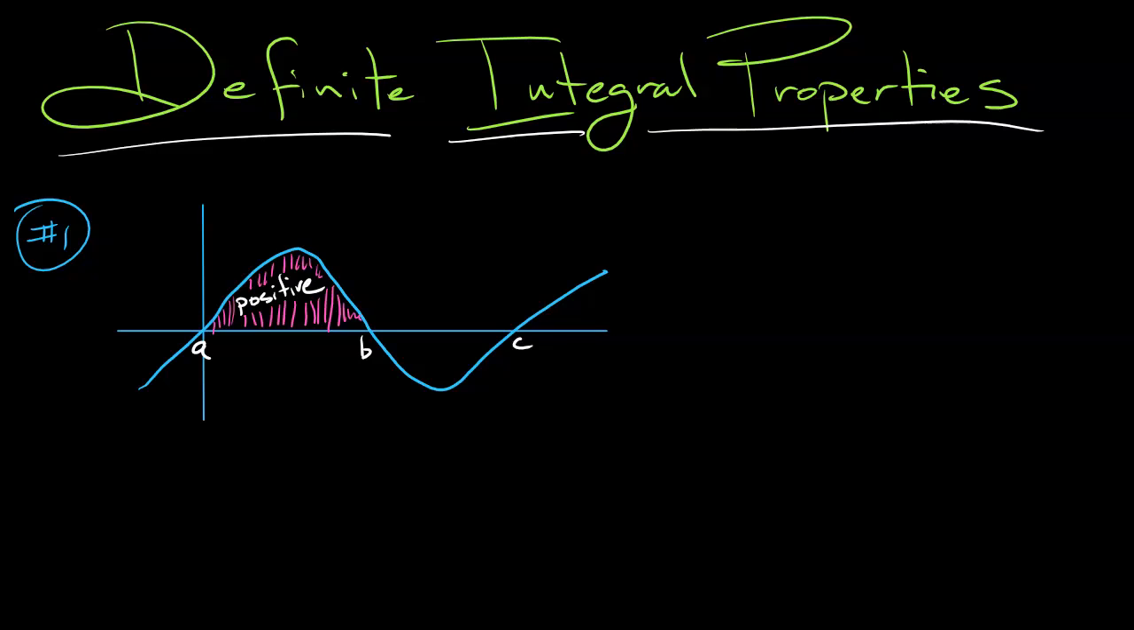So if I were to evaluate the definite integral from a to b, my answer would be positive because my function is above the x-axis. If I were to evaluate the integral from b to c, my answer would be negative because it's below the x-axis. So this is the first property. I'll try to avoid saying area, but it's almost out of habit that I say area a lot of times. But your answer to the definite integral above would be positive, and the definite integral below is negative.